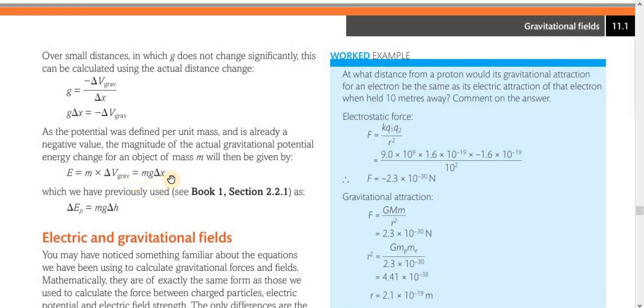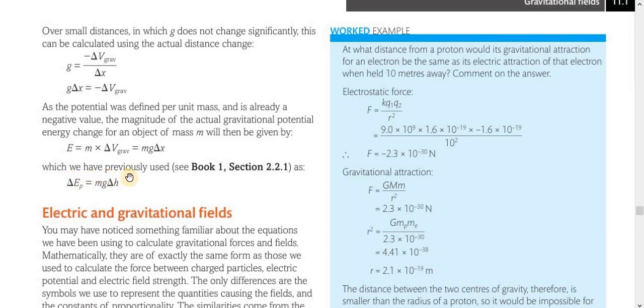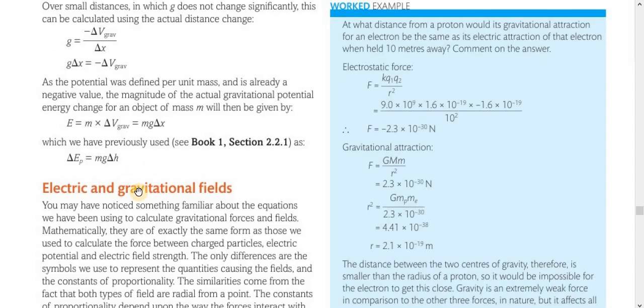Gravitational potential energy is mgh. So this delta V is the same as g delta x. Then you get mgh. So the magnitude of the actual gravitational potential energy change for an object of mass m will then be given by this, which we have previously used, and they have given you the reference, this one. Gravitational potential energy, P for potential, E for energy, equals mgh.